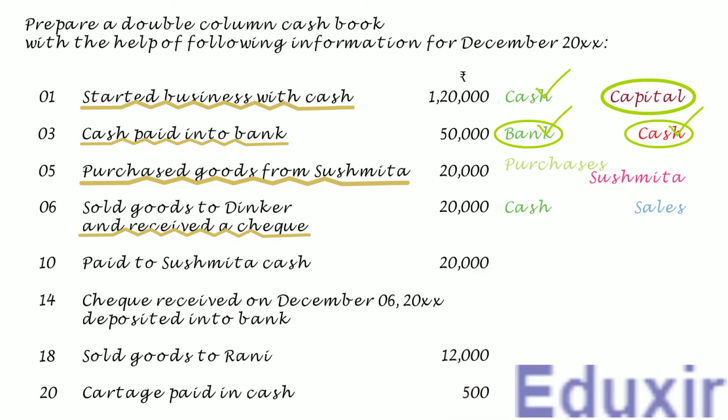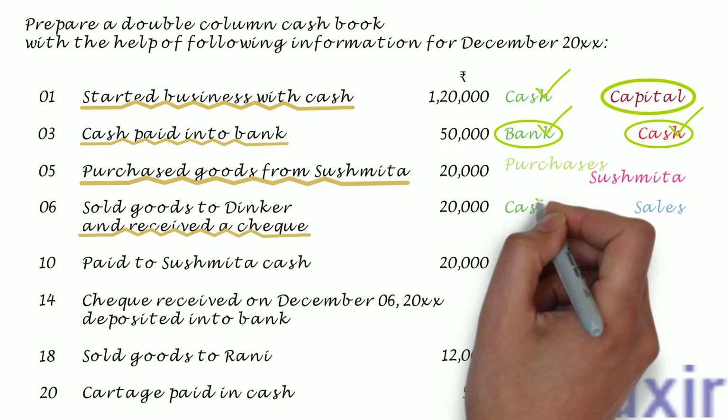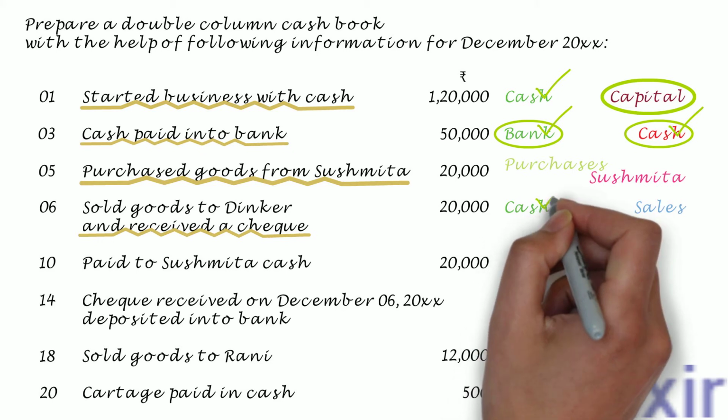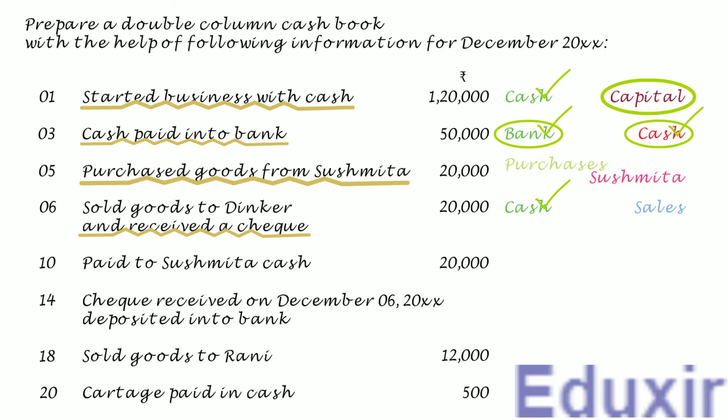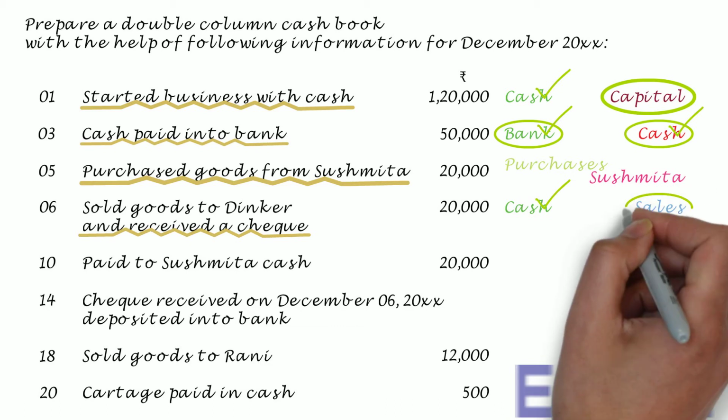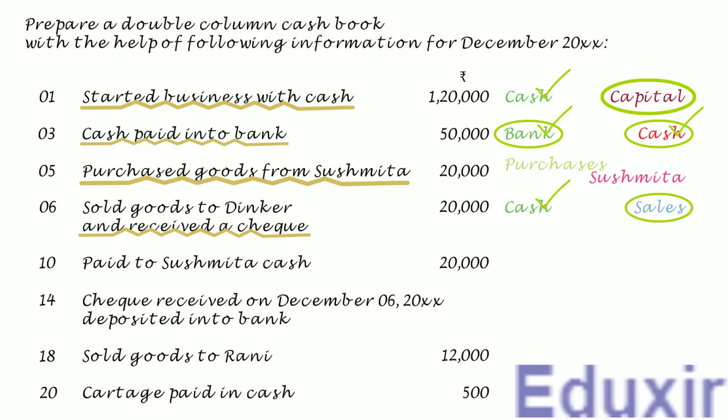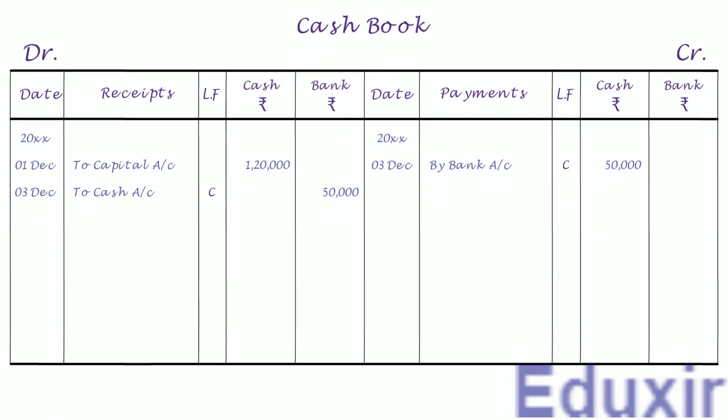In this transaction, as you can see, the cash is on the debit side. So it needs to be posted on the debit or receipt side of the cash book and in the cash column. Note that the particulars that need to be posted into the receipts column of the cash book is sales. With this analysis at our disposal, let us proceed with the posting of this transaction on the debit side of the cash book. Let us first record the date.